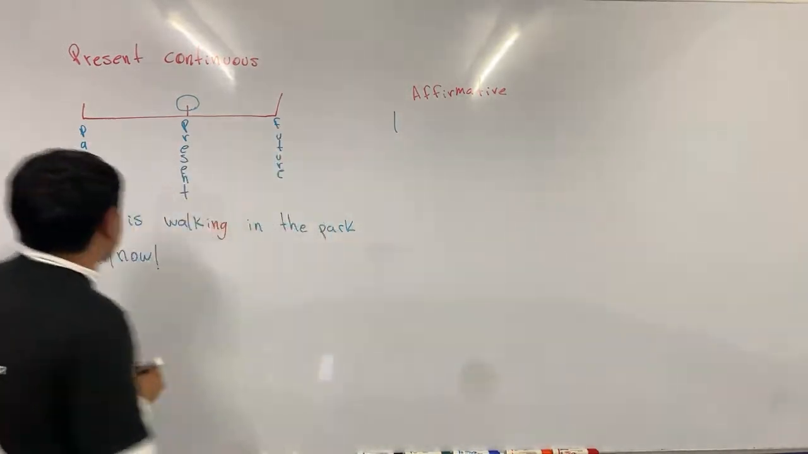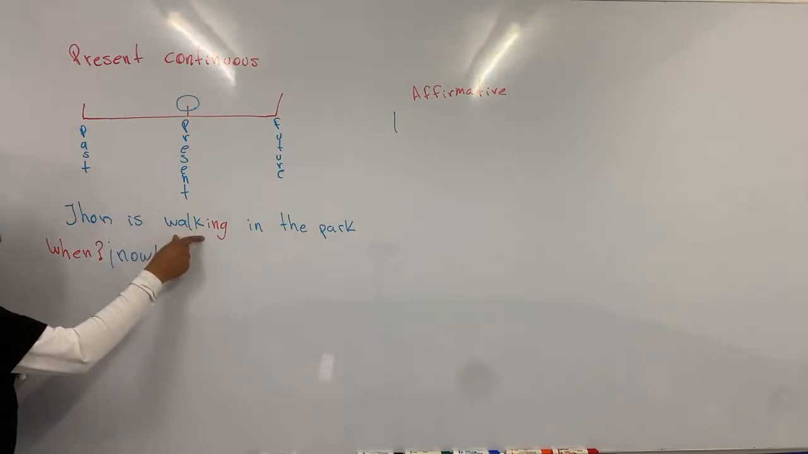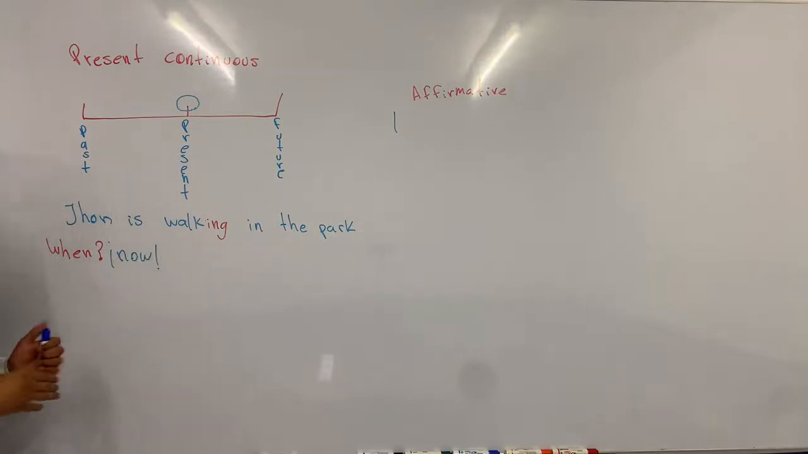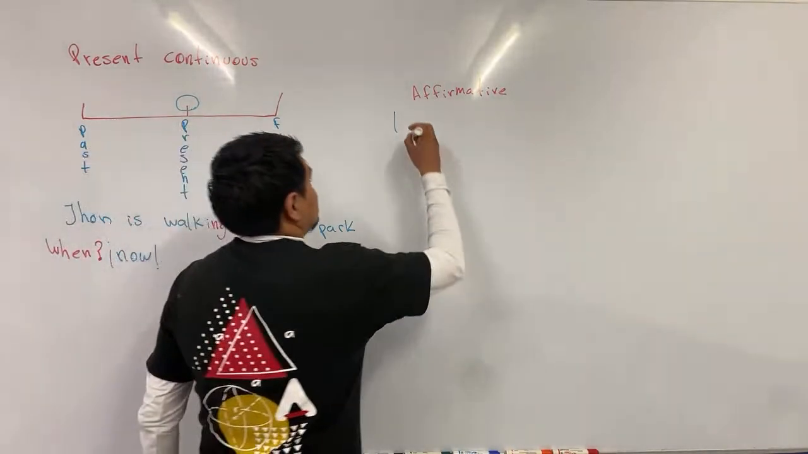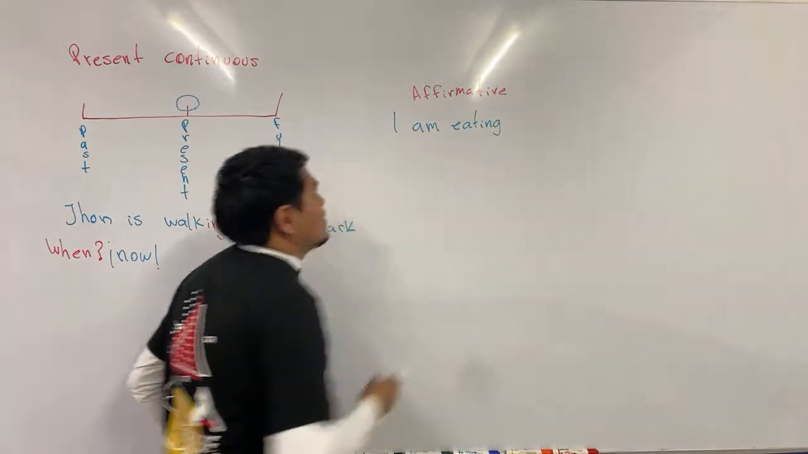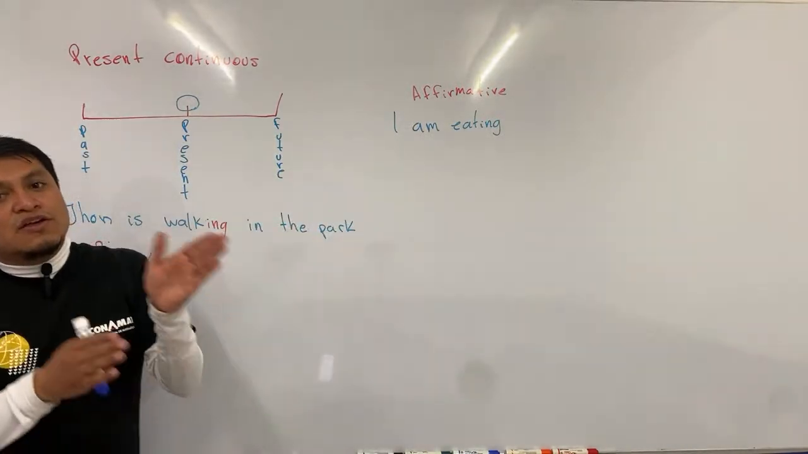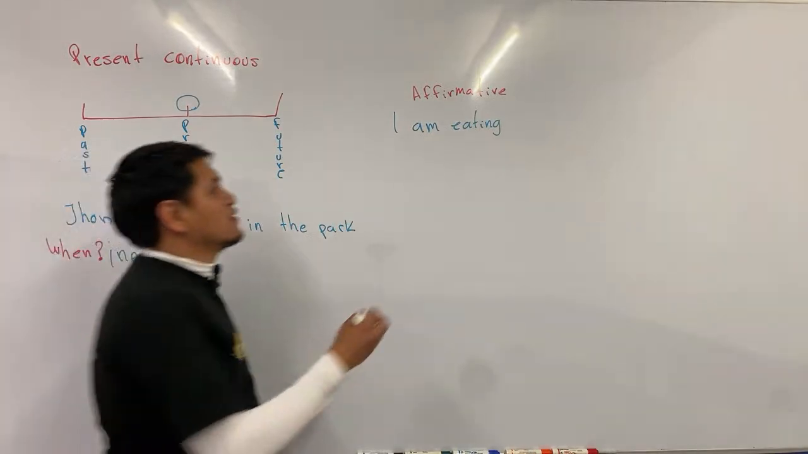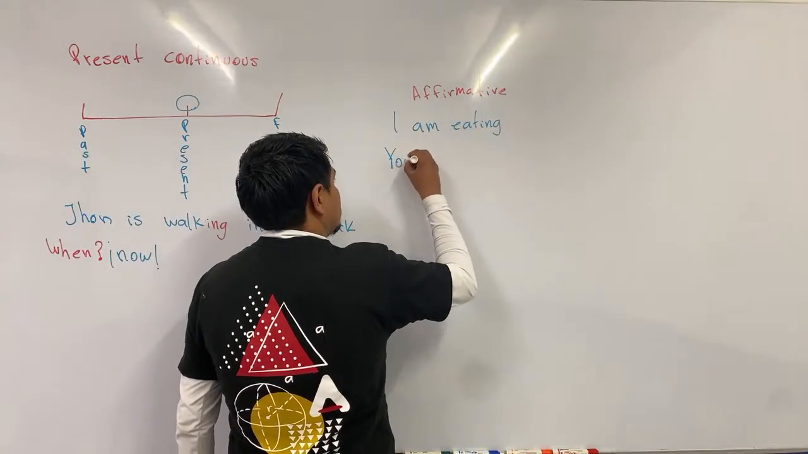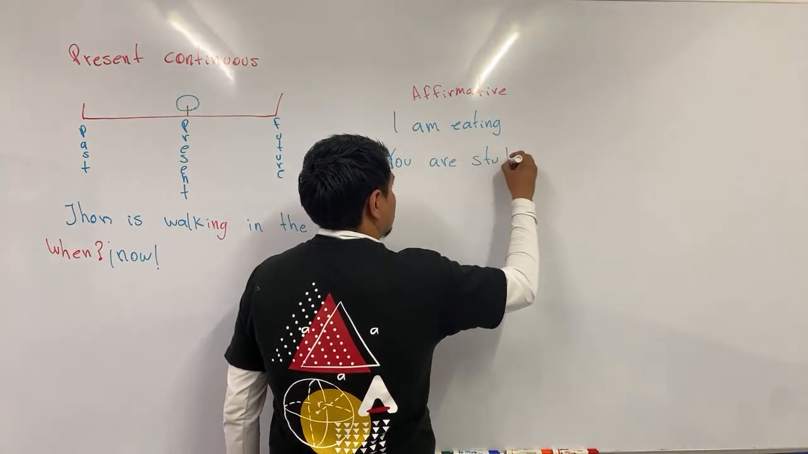Check this. In this case, we need the verb to be after the subject. Subject, verb to be, and verb in gerund. I mean gerundio, gerund. I'm, ending ing. I'm eating, right? I am eating. Well, now, the next subject, you are studying. You, for singular, are studying.